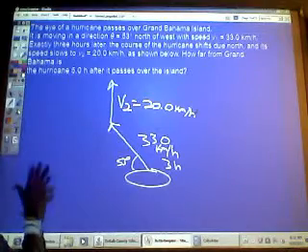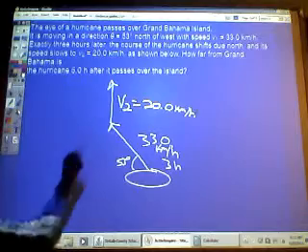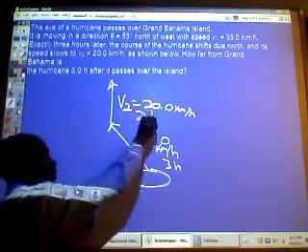The complete path is 5 hours. 3 of those hours it spends here. How many hours does it spend going 20 kilometers per hour? 2 hours.